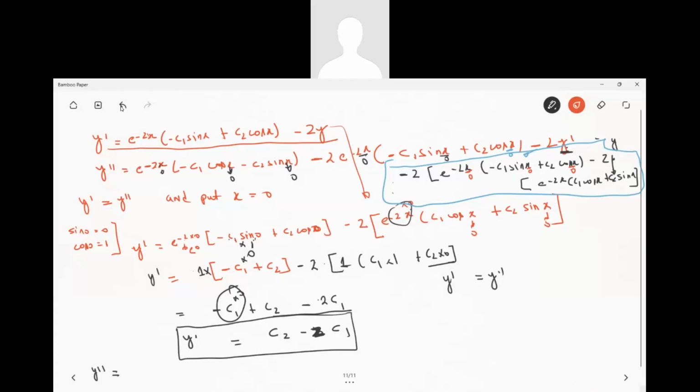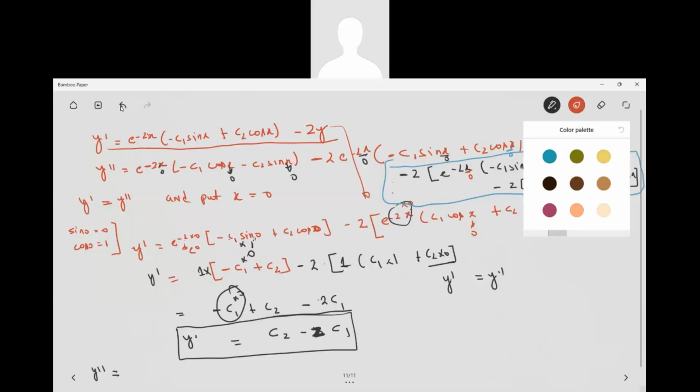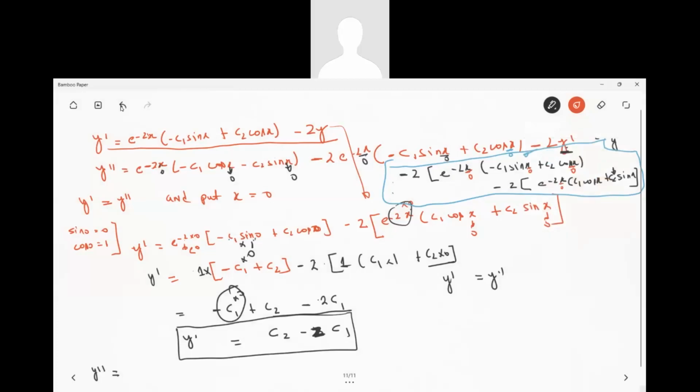Minus 2, right? Y was equal to, no. This is minus 2 e power minus 2x, c1 sine of x plus c2 minus 2y, right? Minus 2 will come, let me write here. Minus 2 and this is y. So for the y value, you'll put this as 0, this 0, this 0.